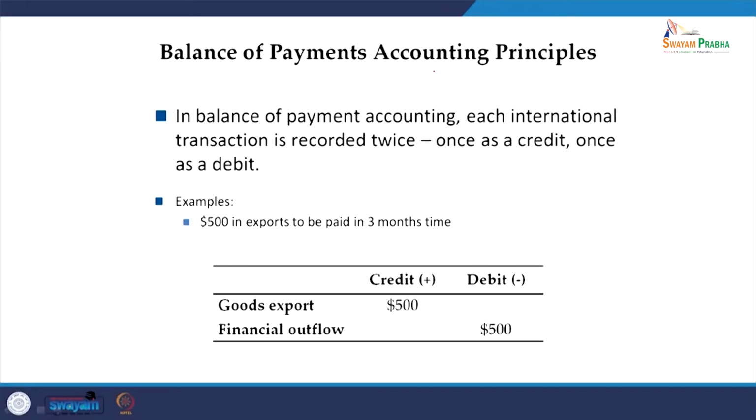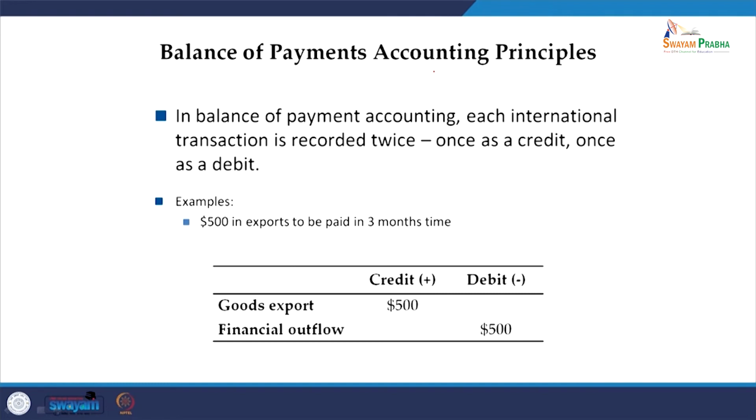So, in balance of payment accounting, each international transaction is recorded twice, once as credit and once as debit. For example, here, $500 of exports to be paid in 3 months' time. Suppose that is the case, how do we enter it? Goods exported, equivalent to $500 US, are entered as 500 positive, because since we are exporting the value, we have a contract with a binding clause to get it with interest or with the same amount of 500. That is the reason why it is entered on the credit side.